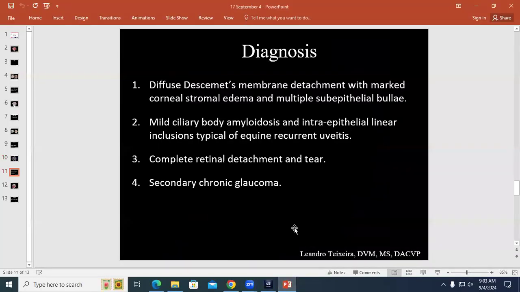So ERU, diffuse Descemet's membrane detachment, corneal stromal amyloidosis, interepithelial inclusions with equine recurrent uveitis, and retinal detachment and tear. That retina was really torn, which is another thing that might point towards trauma, and the secondary glaucoma. Does that make sense?